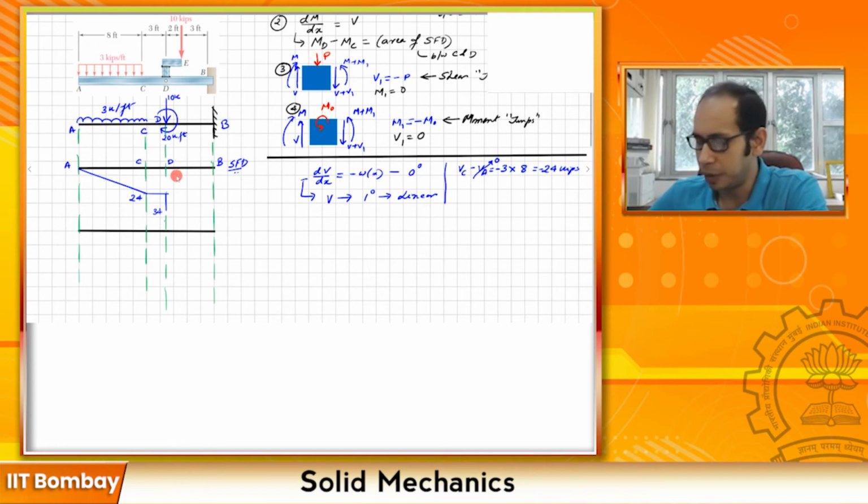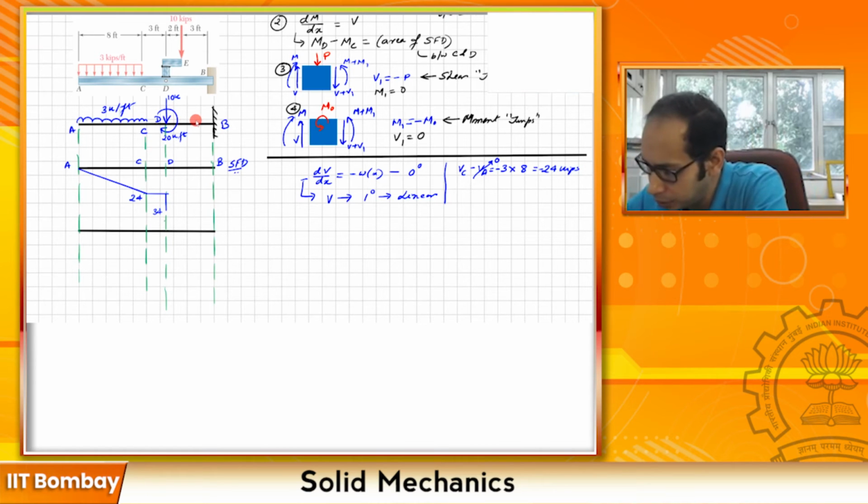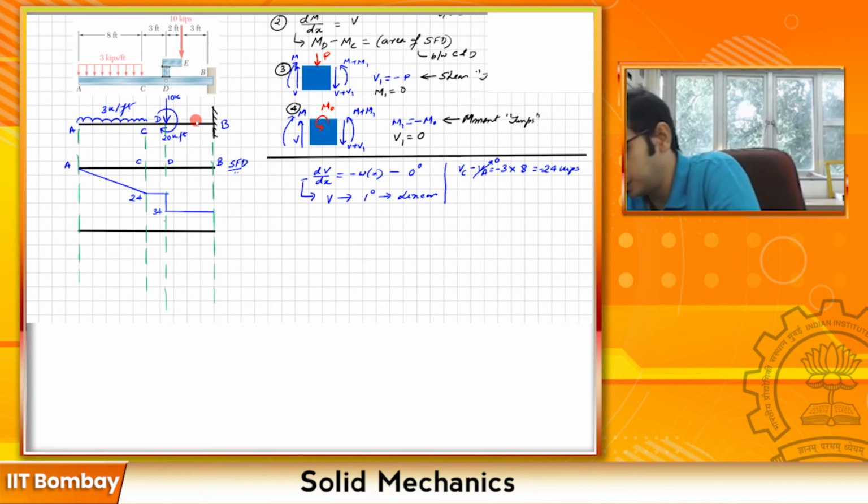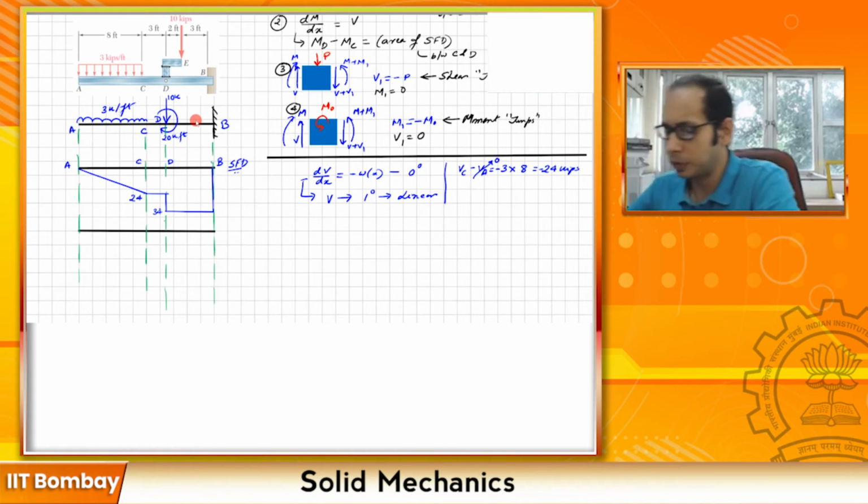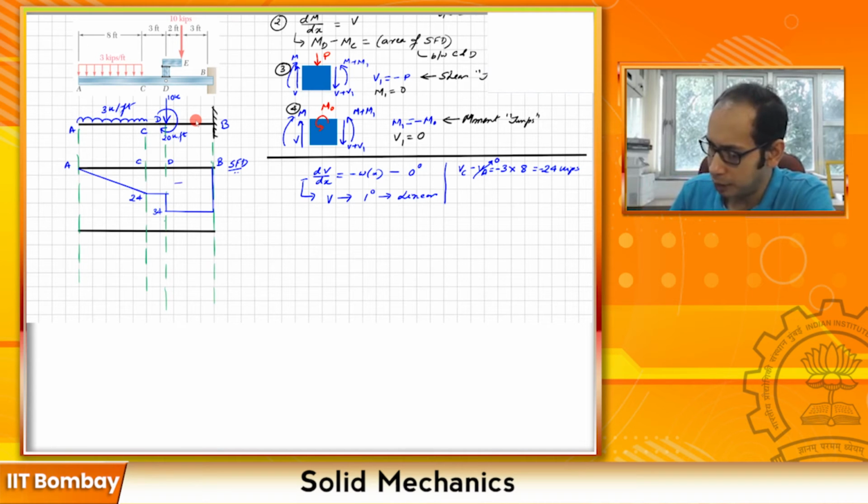Now again, coming to the last part, from D to B, I do not have any concentrated load or distributed load. The shear force is going to remain a constant. Here I have a constant over here, and this goes and joins, right? So my whole shear force diagram is a negative shear force. I hope this was clear.